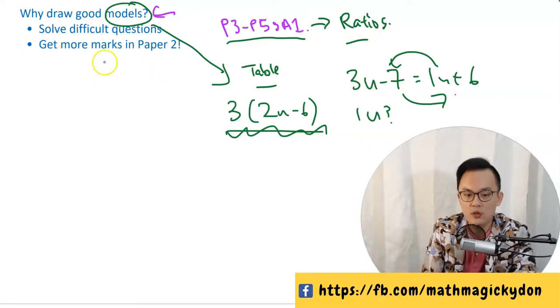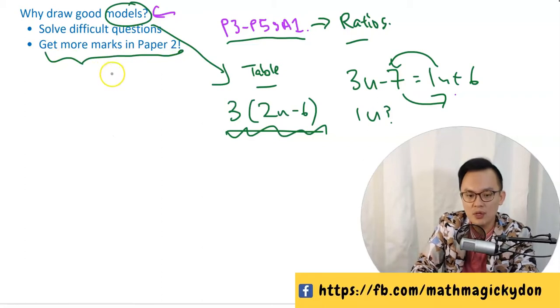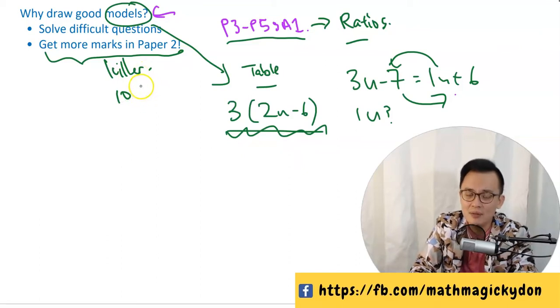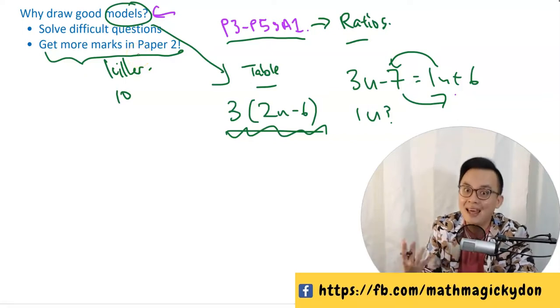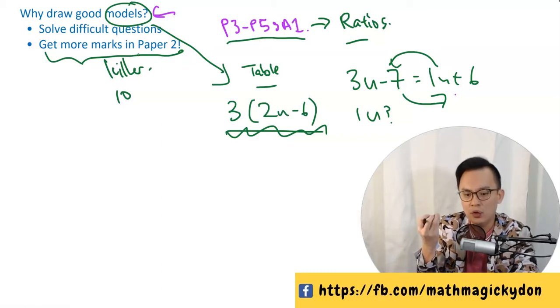And of course, we want to be able to solve all of this to get more marks in your Paper 2. Paper 2 is really known as the killer paper. I've seen students getting 10 marks, 12 marks, single digit sometimes in Paper 2, which really is not necessary. The questions might be harder, but it's not that hard that you have to get so few marks. I know that if you can draw good models, and if you know how to solve questions using your models, you can get a lot more marks.